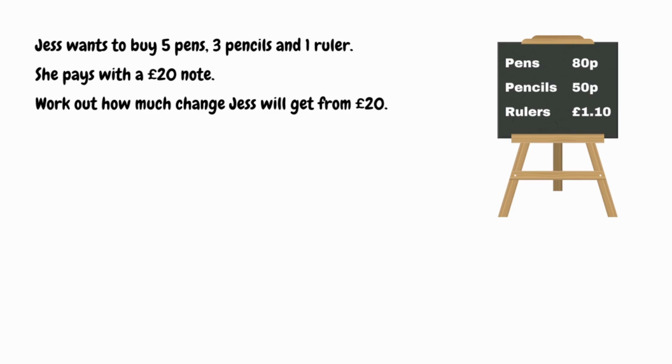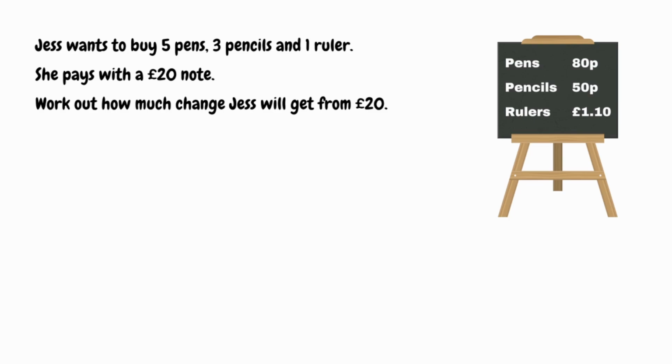We're now going to take a look at one final example. So for this question, we've got that Jess wants to buy 5 pens, 3 pencils, and 1 ruler. She pays with a £20 note. Work out how much change Jess will get from the £20.